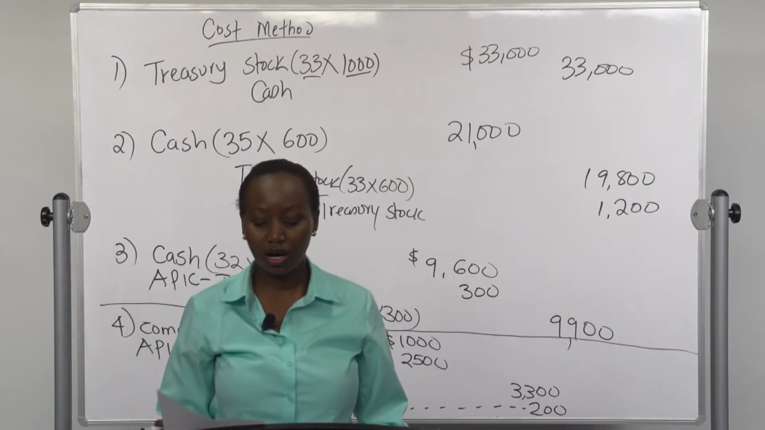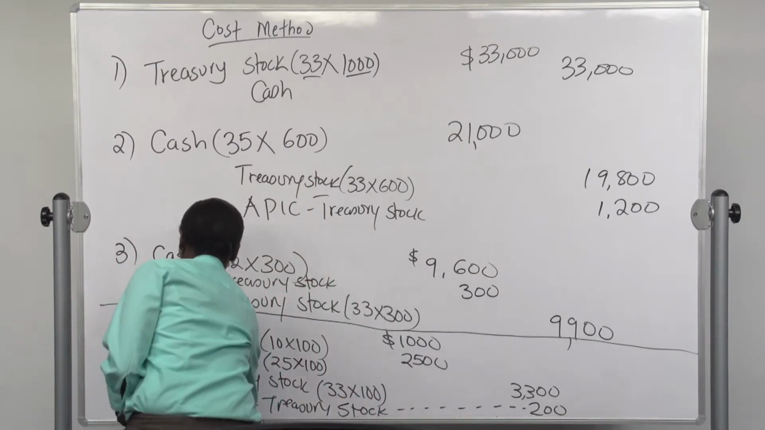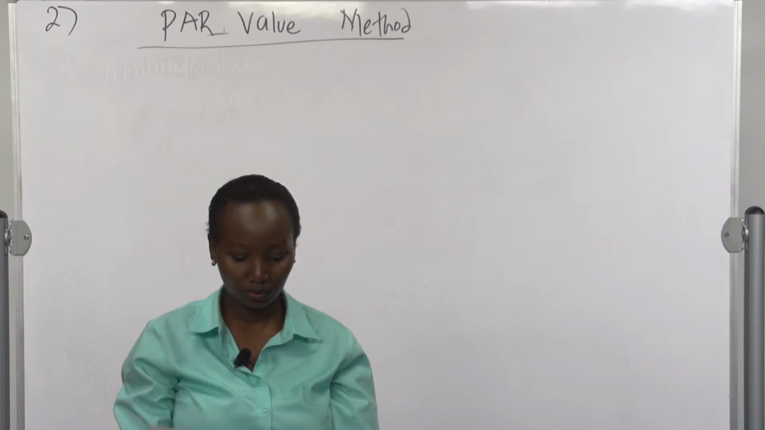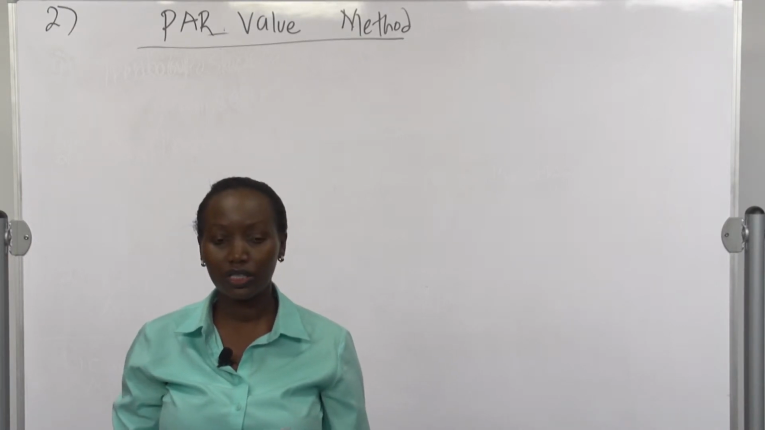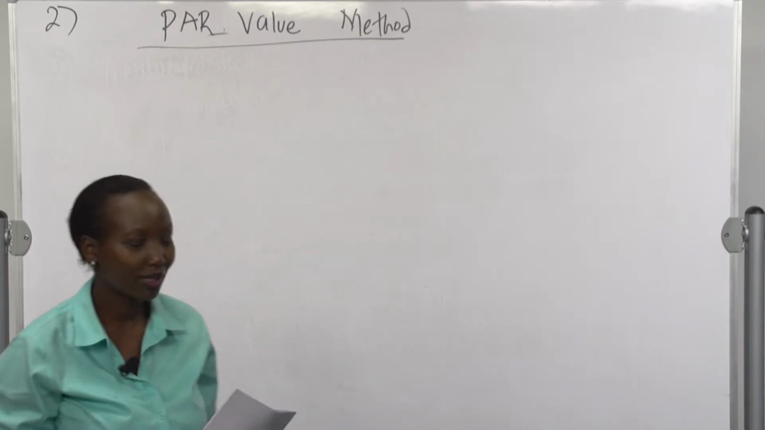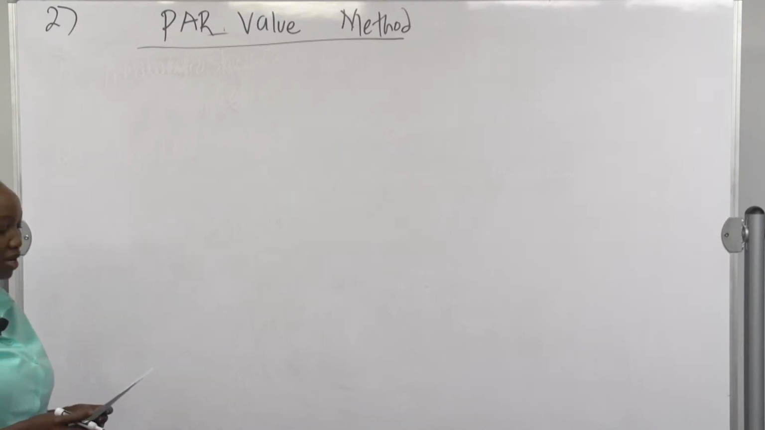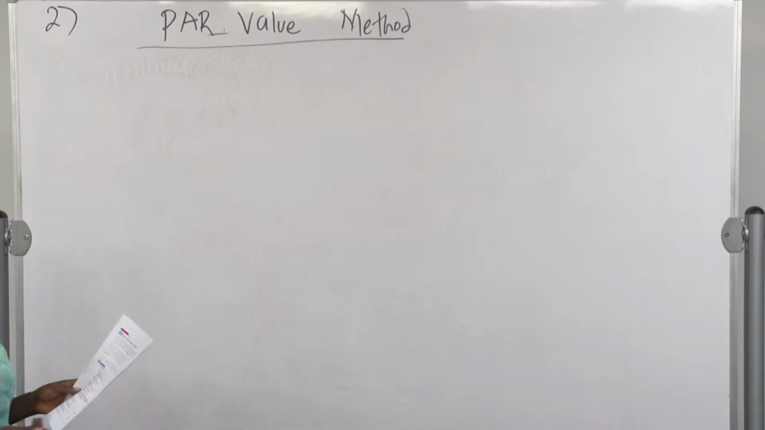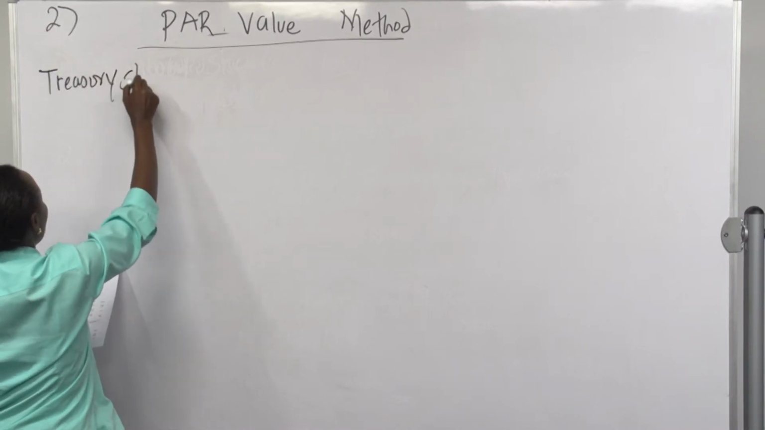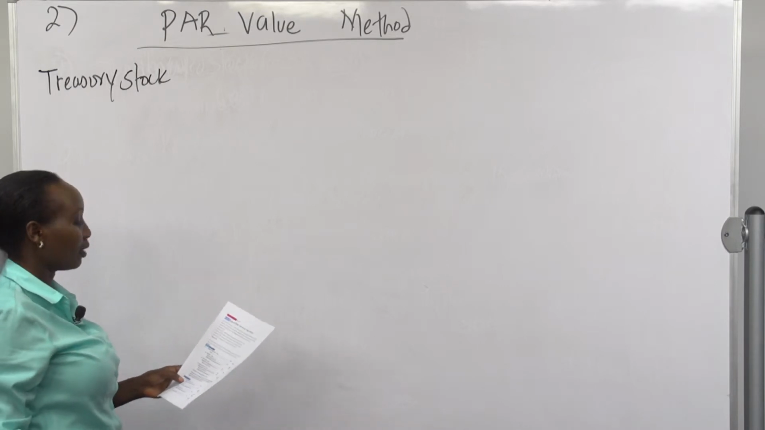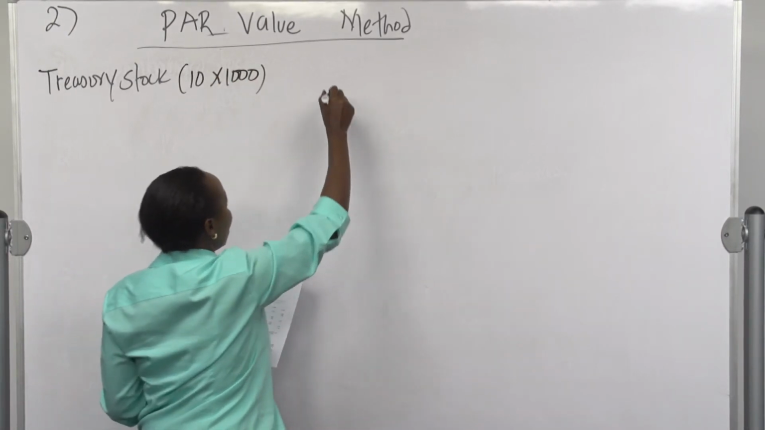Now we're going to work on the par value method next. For the par value method, we are going to record it using the par value of the stock, the original, meaning when we issued it the first time, it was a $10 par value. So when we acquire the stock back, the 1,000 shares, we're going to record it at $10. So we're going to debit treasury stock. And instead of putting $33 on there, we're using $10, which is the par value, times 1,000. So we have 10,000 here.